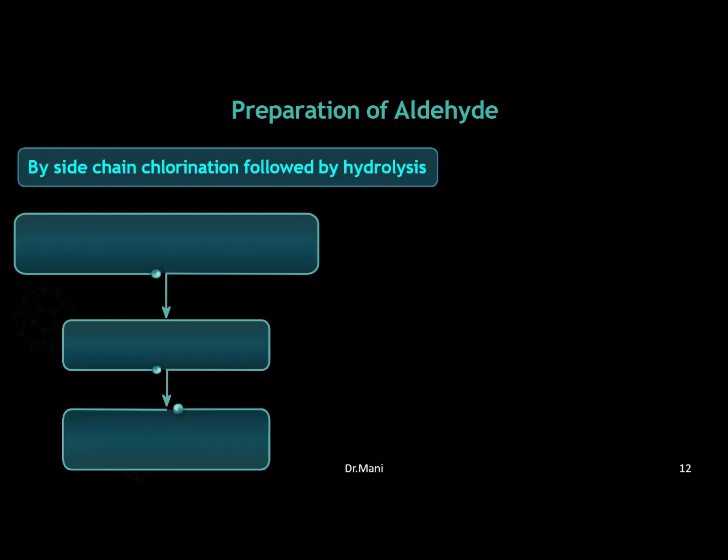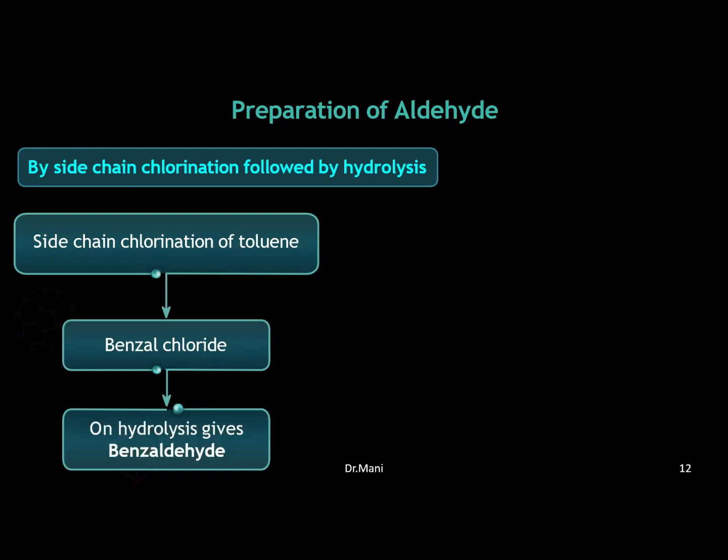So next one, by side chain chlorination followed by hydrolysis. What happened here? Side chain chlorination of toluene will happen. That will convert into the benzyl chloride. That will convert into benzaldehyde by hydrolysis. This is another way.